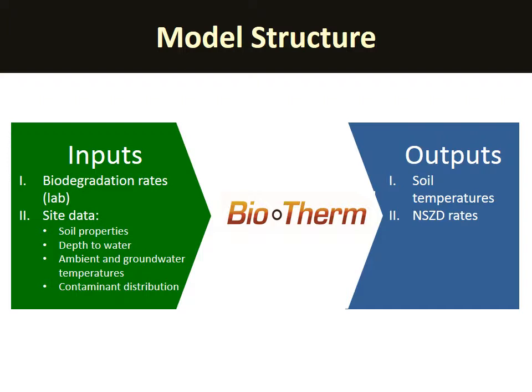The inputs for BioTherm include biodegradation rates from laboratory data and their dependence on concentrations of contaminants and temperatures. You also need site-specific data, including depth to water and soil properties, ambient and groundwater temperatures, as well as contaminant distribution profiles. The outputs of BioTherm are soil temperatures and natural source and depletion rates. Some advanced features of BioTherm allow you to analyze these basic outputs further, for example, to explore how to use temperatures to estimate natural source and depletion rates. This is called the thermal gradient approach.